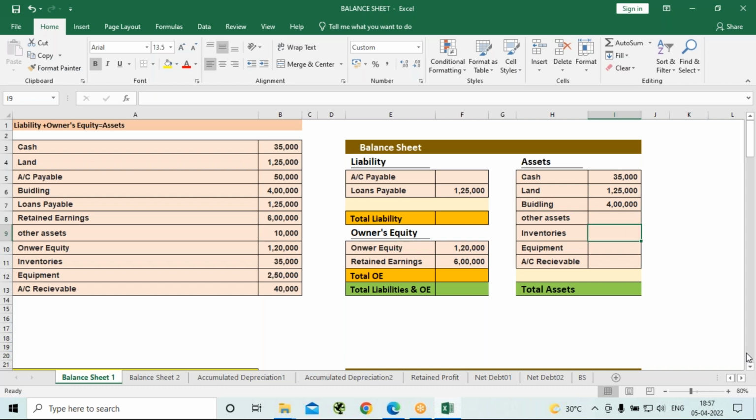The inventory values, sorry, it is other assets, 10,000. Inventory values, 35,000. Equipment value, 2,50,000. Then accounts receivable, 40,000. Then accounts payable is 50,000.